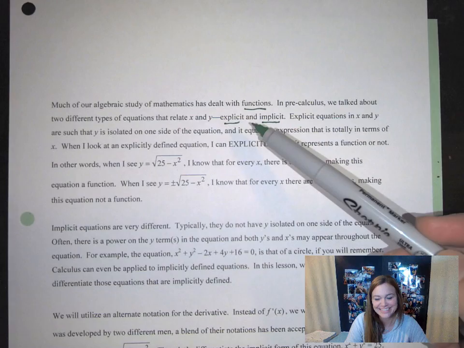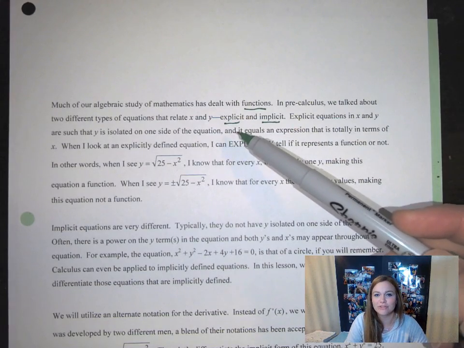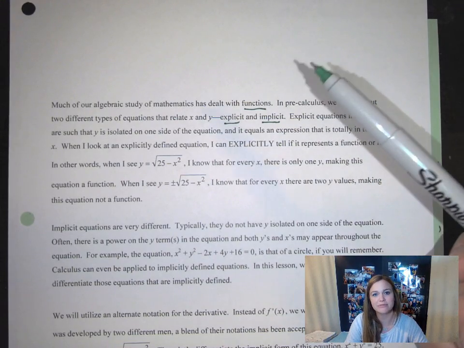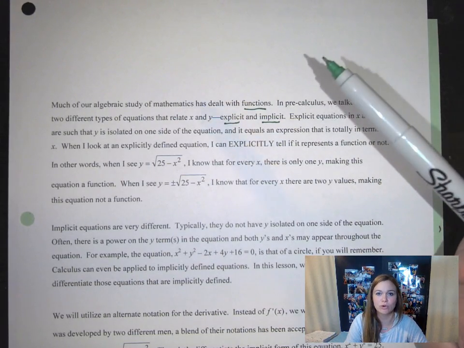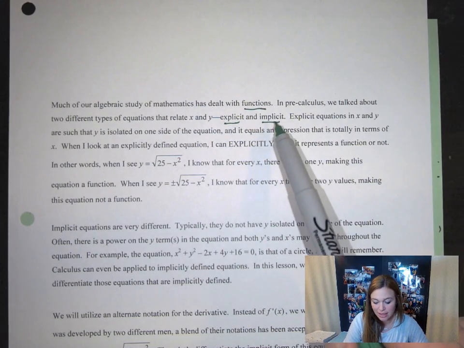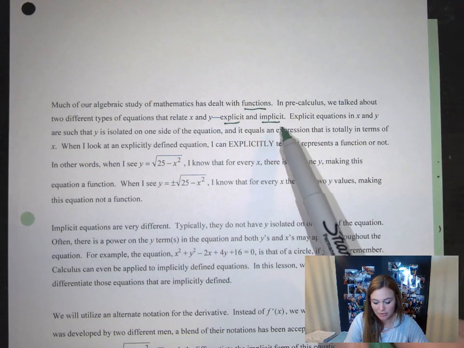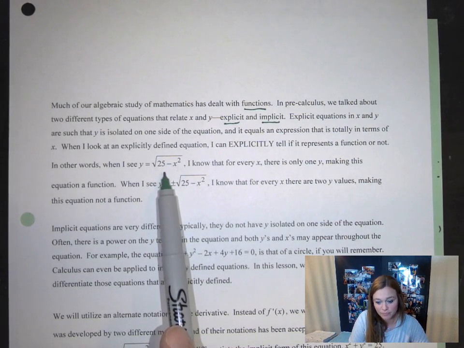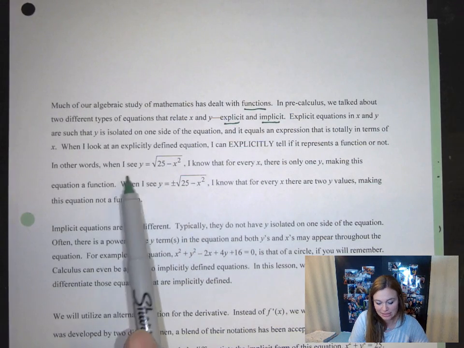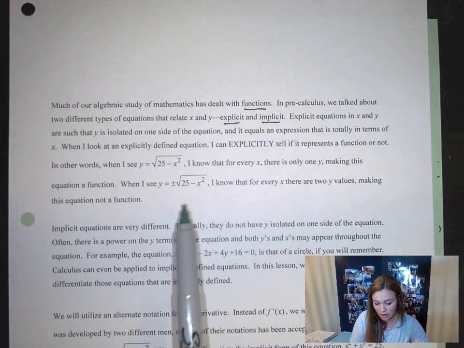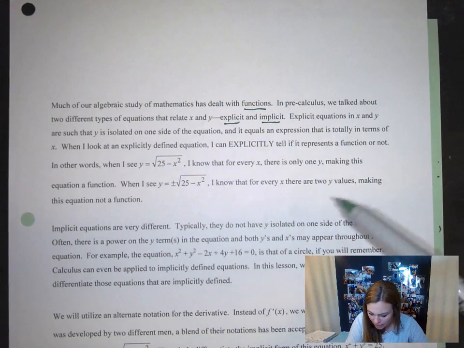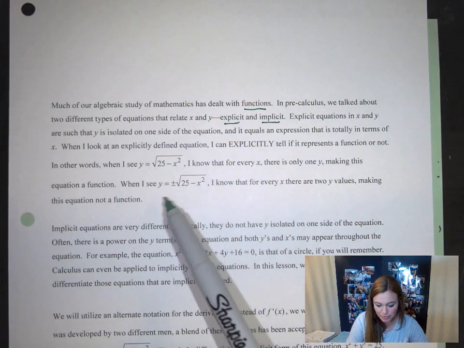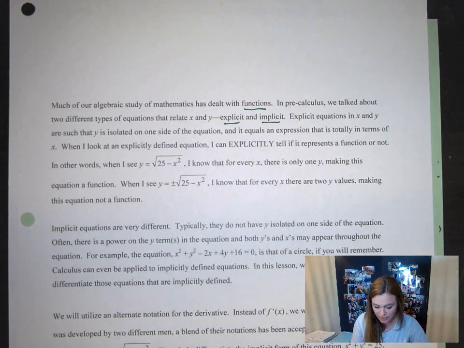Explicit functions are just where they're solved for y. So y equals 3x plus 2 is an example of an explicit function. It's explicitly solved for y or f of x. Implicit, y is somewhere within the problem. So for instance, y is equal to the square root of 25 minus x squared. This is an explicit function. It's explicitly solved for y, whereas, there's a plus or minus, that's fine too, if there are 2 y values, but this is explicitly solved for y.